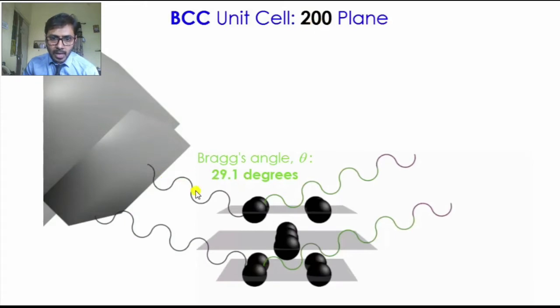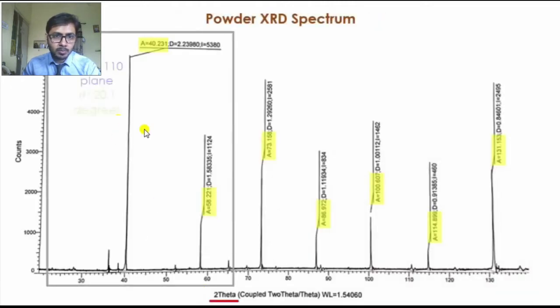For the 200 plane, the angle of incidence is different. For the 100 plane, the angle is 20.01. Then only they satisfy Bragg's equation. Here the angle is 29.1 for this 200 plane. Then only they satisfy Bragg's condition and the theta value is recorded. So likewise, when this equation and this angle of incidence are matched with each other, they record this type of X-ray diffraction pattern.